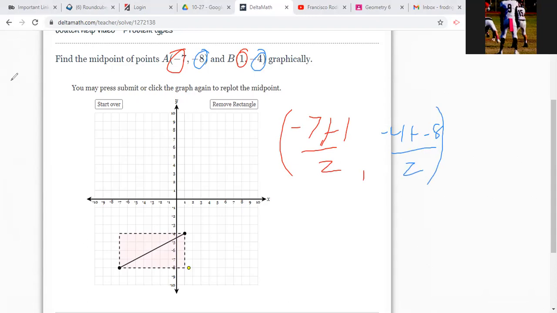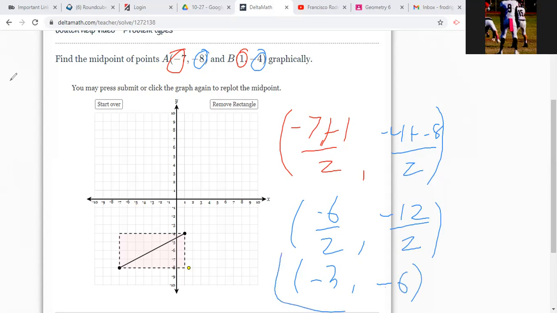So the first one would be -6/2, which simplifies to -3. And -4 plus -8 would be -12, actually. You add it, you make it bigger. Divide -12 by 2, that should be -6. So our midpoint is at -3 and -6. -3 and -6, our midpoint falls right there.